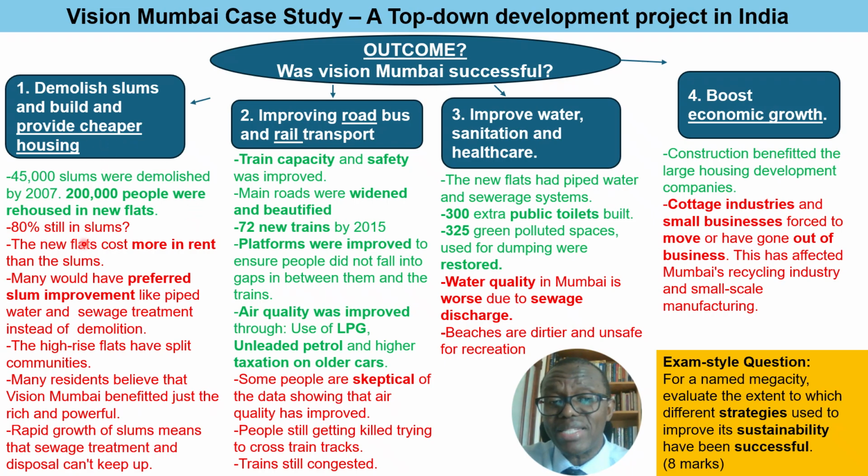However, if we are now talking about what may have been counterpoints to this target, one of them is that 200,000 people being moved into the new flats implies that 800,000 people were still living in the slums. Now, if the idea was to demolish all the slums and provide cheaper housing, then it means that not even half, not even a quarter really, of the people living in slums have been rehoused. And therefore, that also implies that not all the slums have been demolished. Okay, so that could be an argument against this, or a counter argument if you like. Then the new flats cost more in rent than the slums.